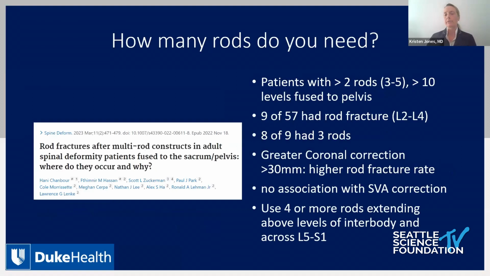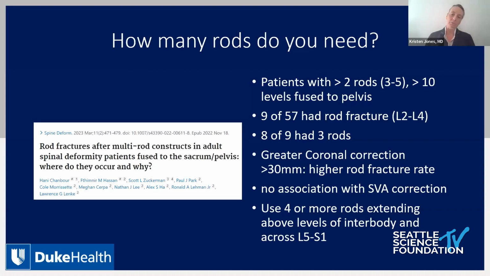But Dr. Lenke published from his group multi-rod constructs and what patients tend to have failure with multiple rods. So these were all patients who had more than 2 rods. They all had more than 10 levels fused to the pelvis. And so of these patients who had multiple rods, they had between 3 and 5 rods each. And what they saw was there was a pretty high rate of rod fracture, even with these multiple rods.